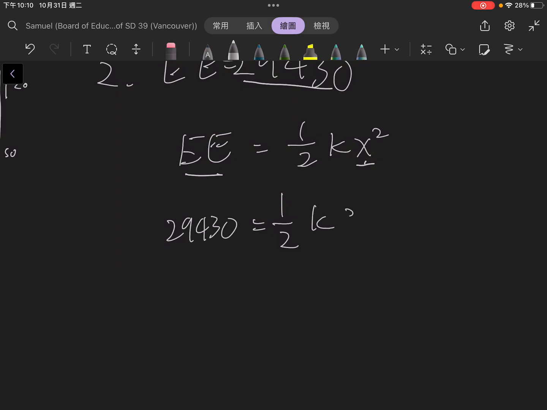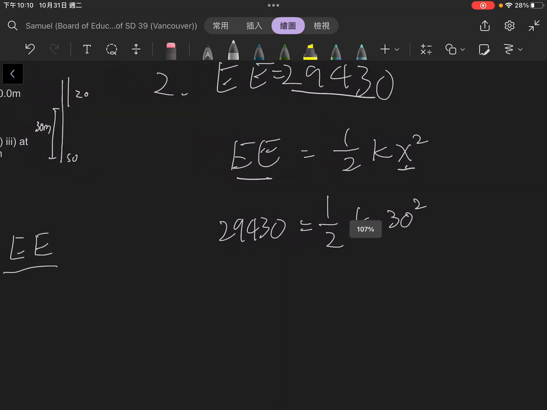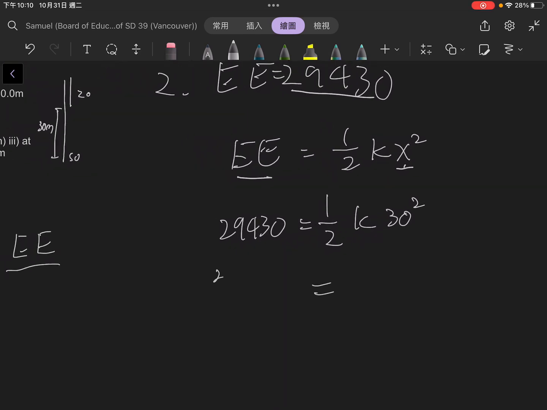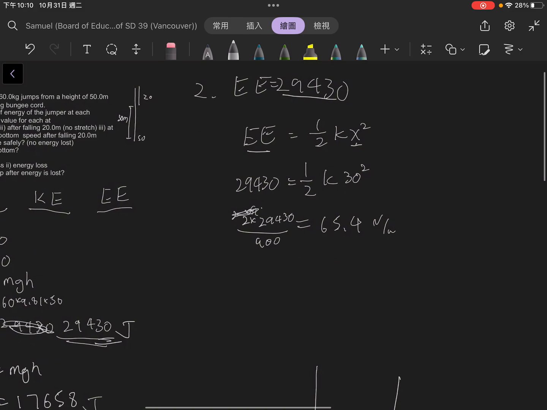We are just plugging in the numbers we have figured out. Manipulating, it is 2 times 29,430 divided by 30 to the power of 2, which is 900. Pressing my calculator, that will be 65.4. That will be our K. Remember the units, which is Newtons per meter.